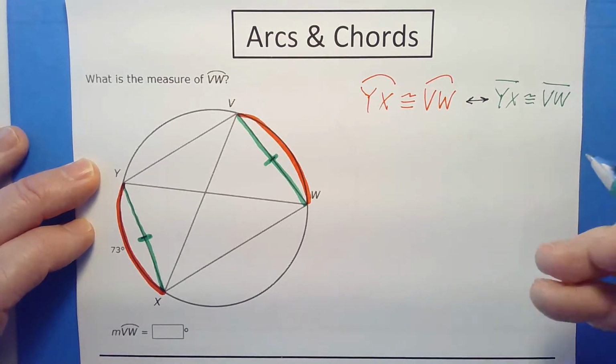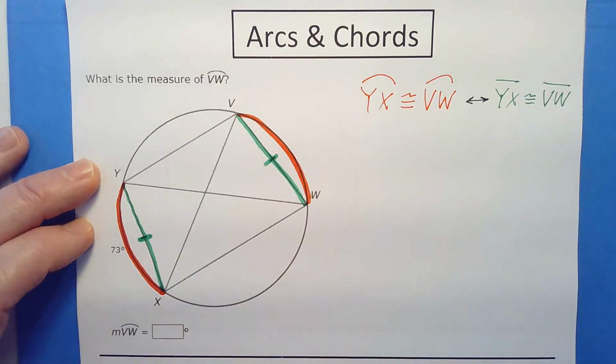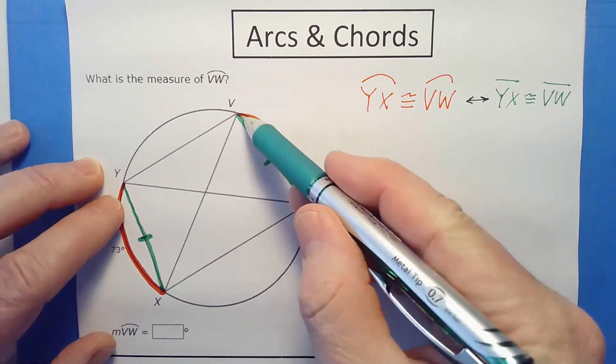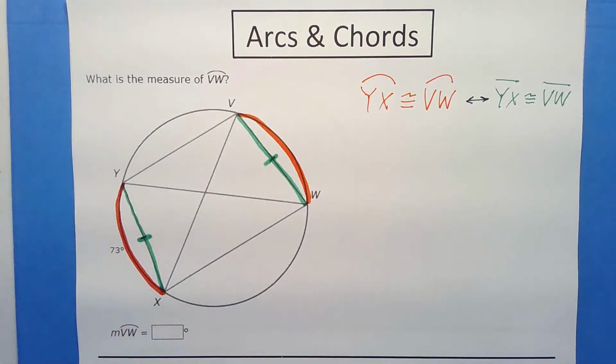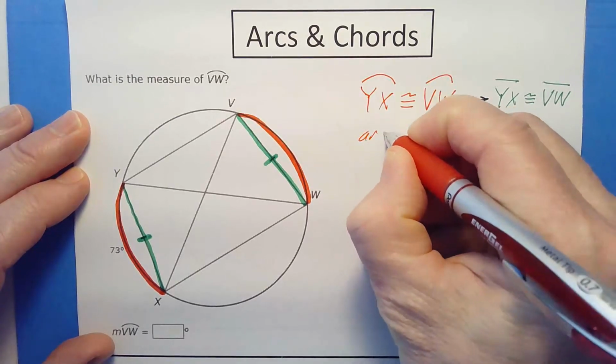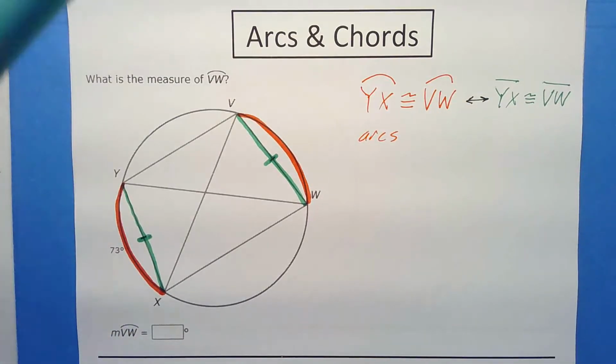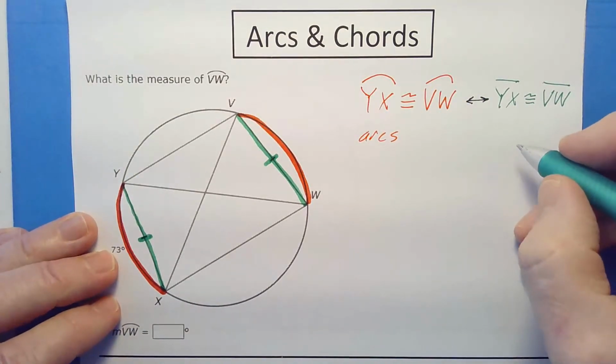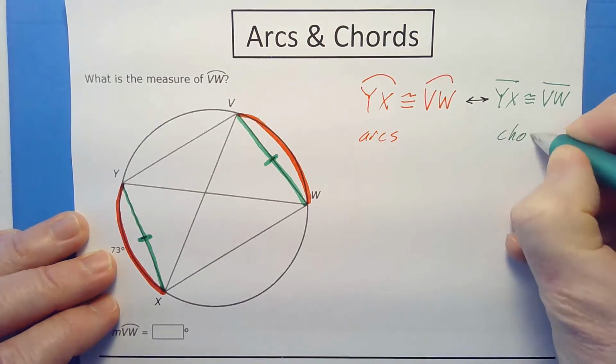Now that's the foundation for what this whole discussion is today, that if you've got two arcs, and let's just make sure we're talking about this, these are our arcs, and these are our chords.